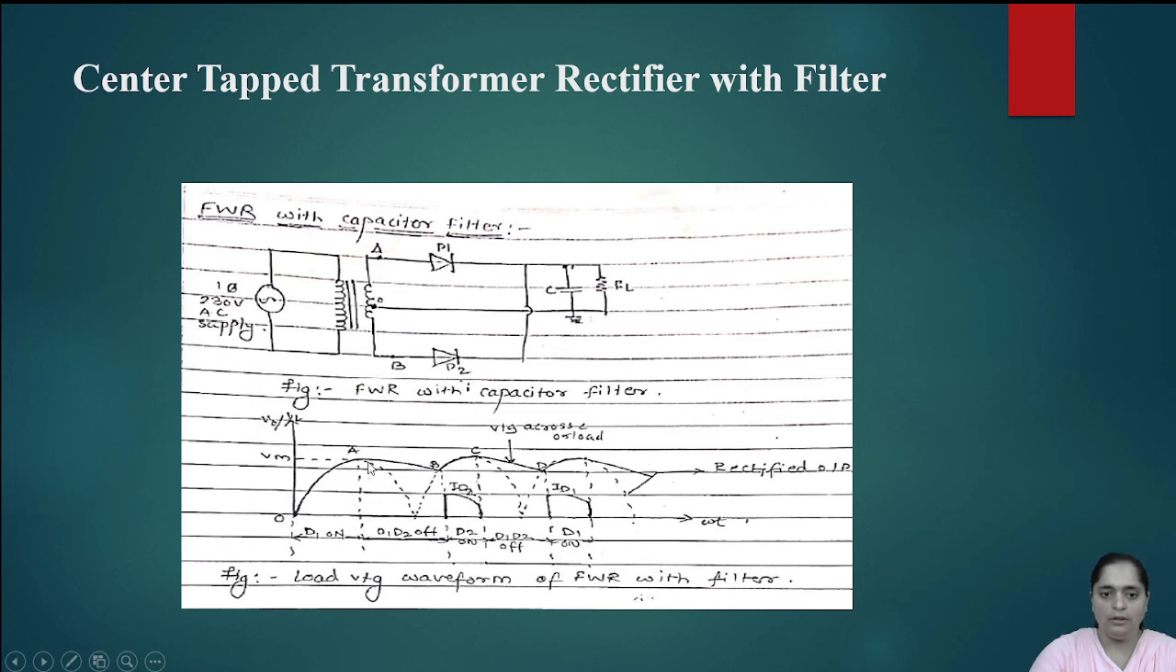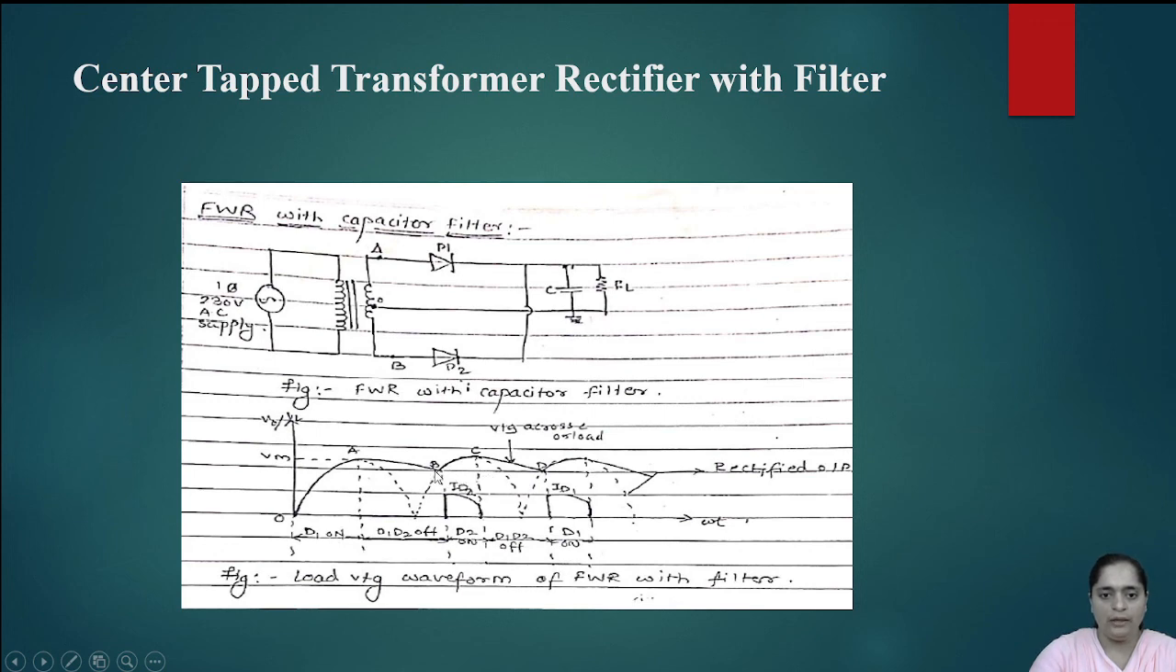Therefore the discharging of the capacitor takes place in this particular portion A to B. We will say that in the portion 0 to A charging of the capacitor takes place with the help of diode D1, so diode D1 is in on state, and in the portion A to B both the D1 and D2 diodes are in the off state. Now we are moving towards the negative cycle.